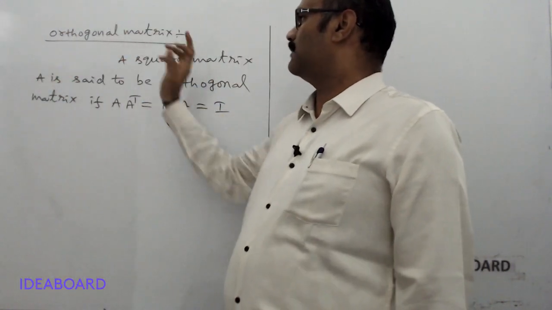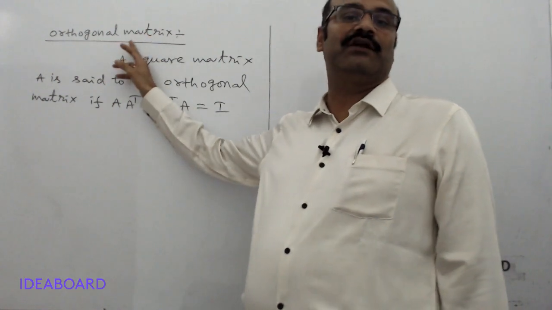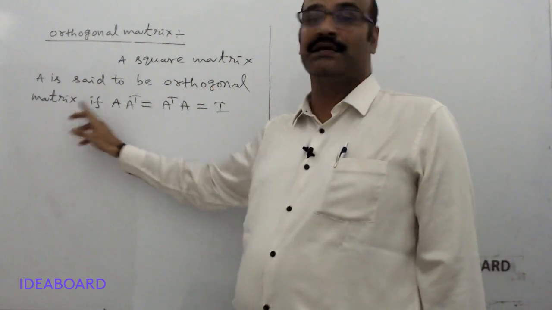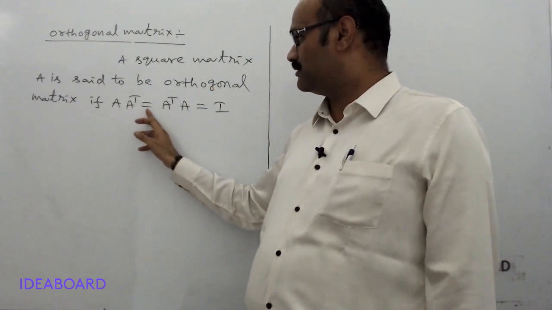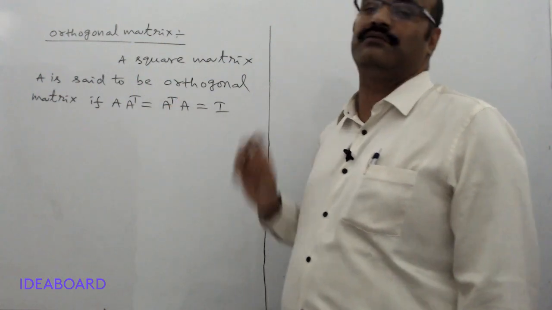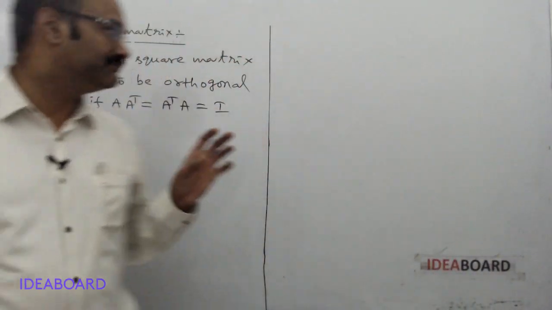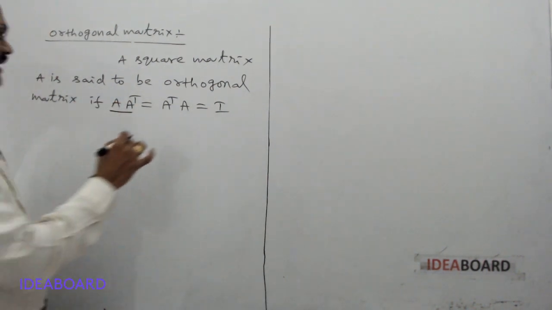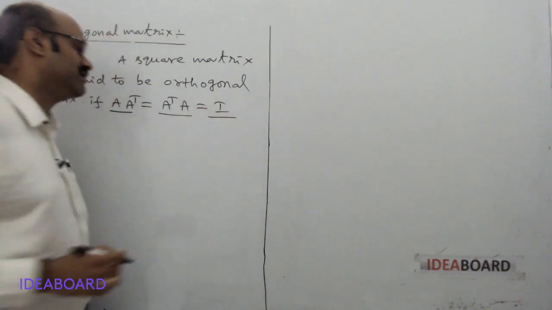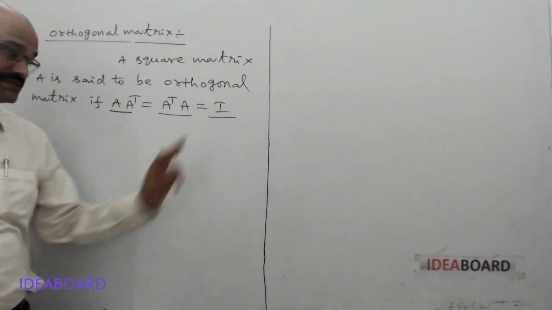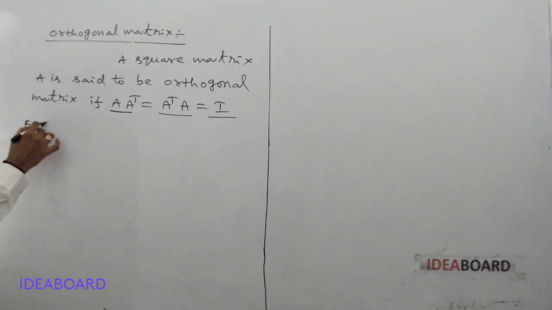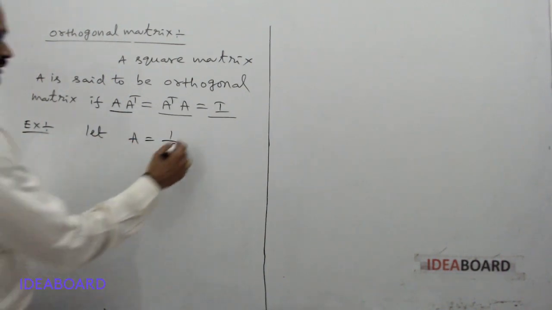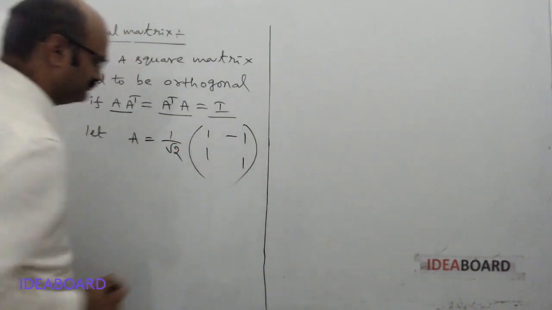Next definition, orthogonal matrix. A square matrix A is said to be orthogonal matrix if A into A transpose equal to A transpose into A equal to I. Whenever you take a matrix A, if A into A transpose equal to A transpose into A equal to I, then that matrix is said to be orthogonal matrix. Let me take an example here. Let A equal to 1 by root 2 into 1 minus 1, 1, 1.